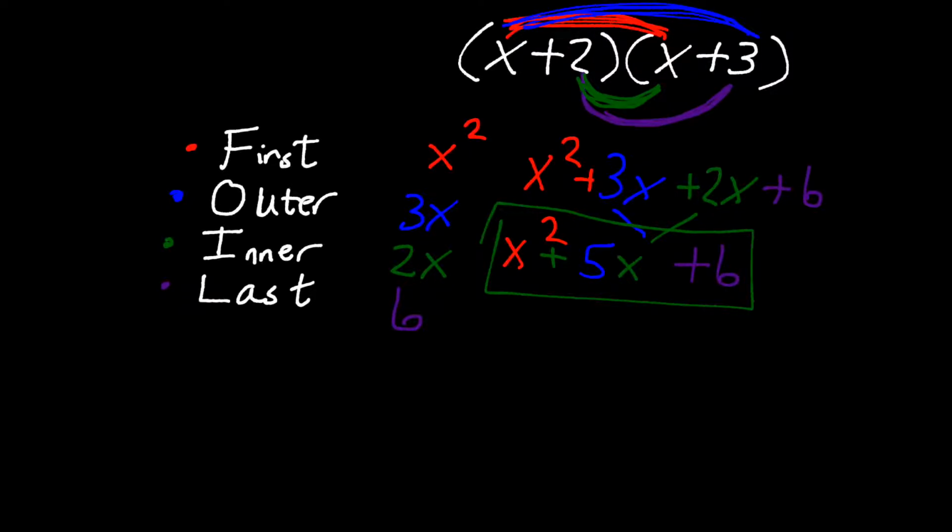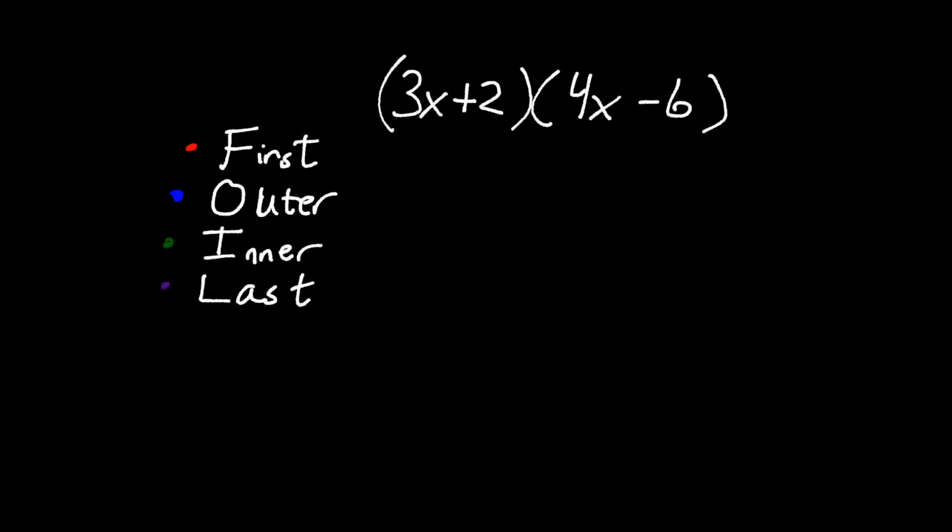Let's try another example. Alright, in our next example here, we have 3x plus 2, and we have 4x minus 6. We're going to be multiplying these binomials together again, using our FOIL method: first, outer, inner, last. So I'm going to ask you, what are our first terms? And hopefully you're able to tell me that our first terms are 3x and 4x. So we're going to multiply these together.